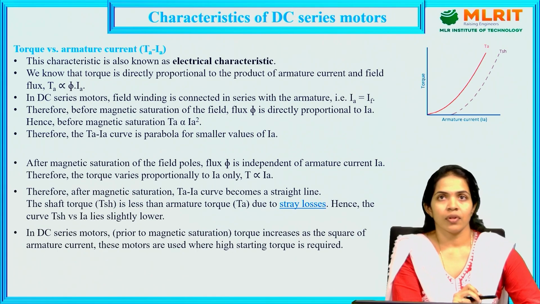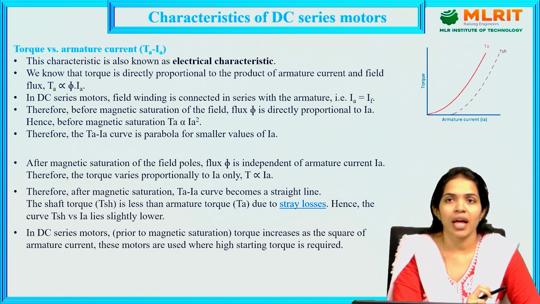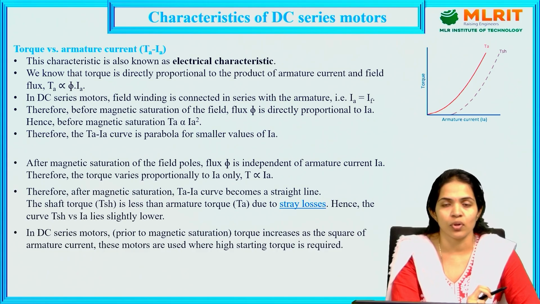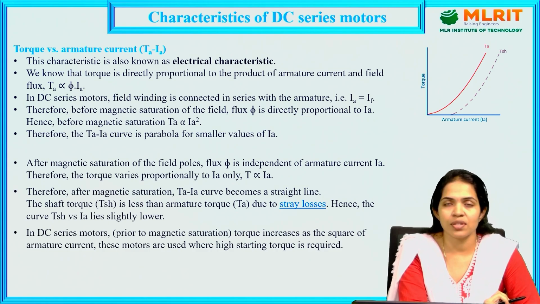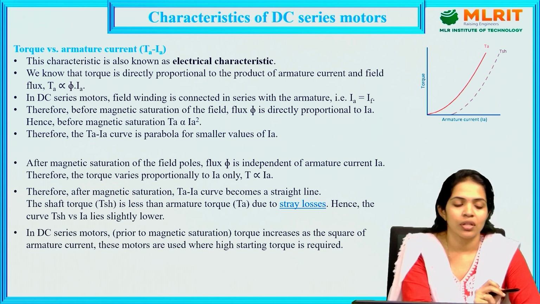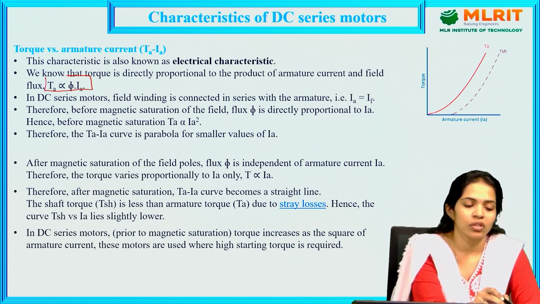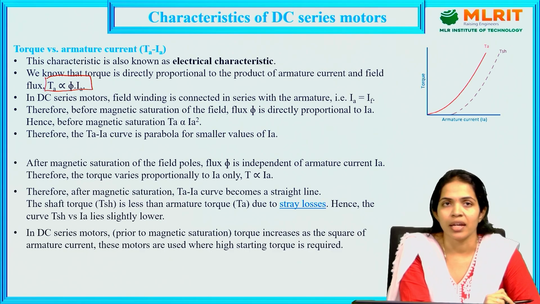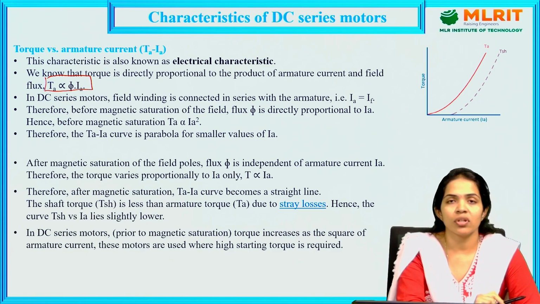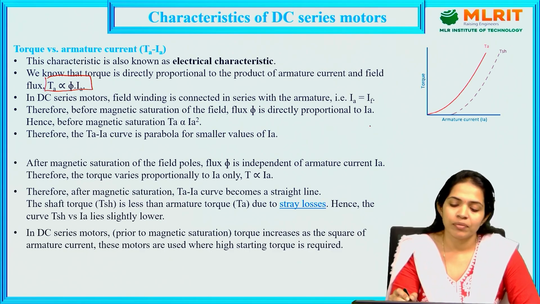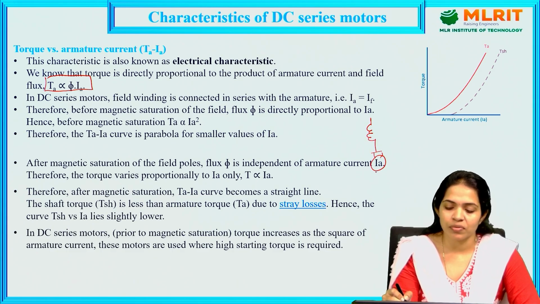So moving on to the first, the characteristics of DC series motors, which are also called electrical characteristics. As we know that the torque is developed in the rotor and the armature current is also developed in the rotor, from the torque equation, the torque is directly proportional to the flux multiplied by Ia. So in a DC series motor, we know that the field winding is connected in series with the armature.